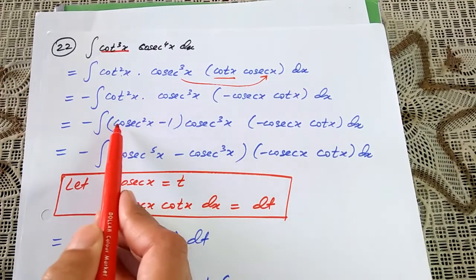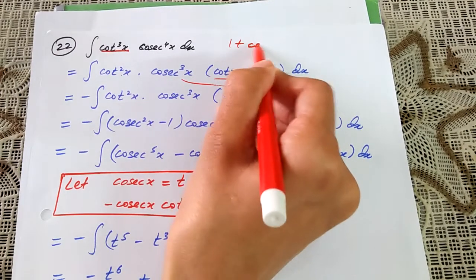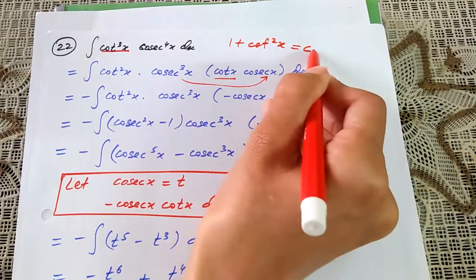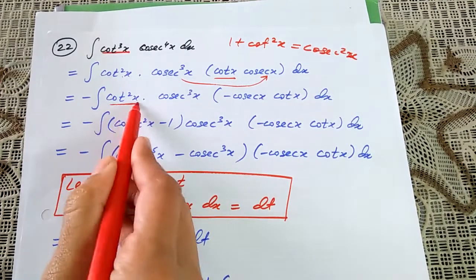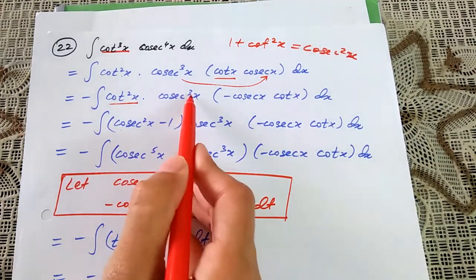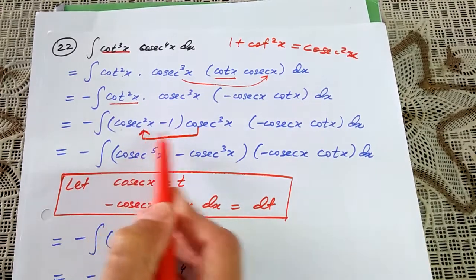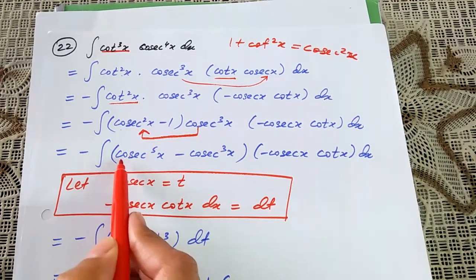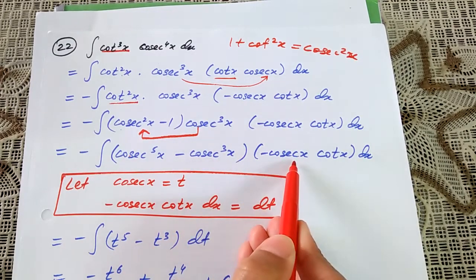Cot square of x can be written as cosecant square of x minus 1 because we know that 1 plus cot square of x is equal to cosecant square of x. So in place of cot square of x, I have replaced it with cosecant square of x minus 1. The rest of the things as it is. Multiply this cosecant cube of x inside. We will get cosecant 5 of x minus cosecant cube of x and this function as it is.